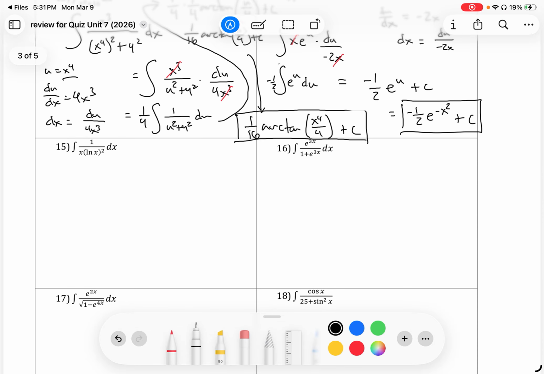All right, let's see number 15. So we have 1 over x times ln x squared. Well, it really looks to me like ln x might be our u because we have its derivative, 1 over x. So let's let u be ln x. Then du dx is equal to 1 over x. Not 1 over x dx, just 1 over x.